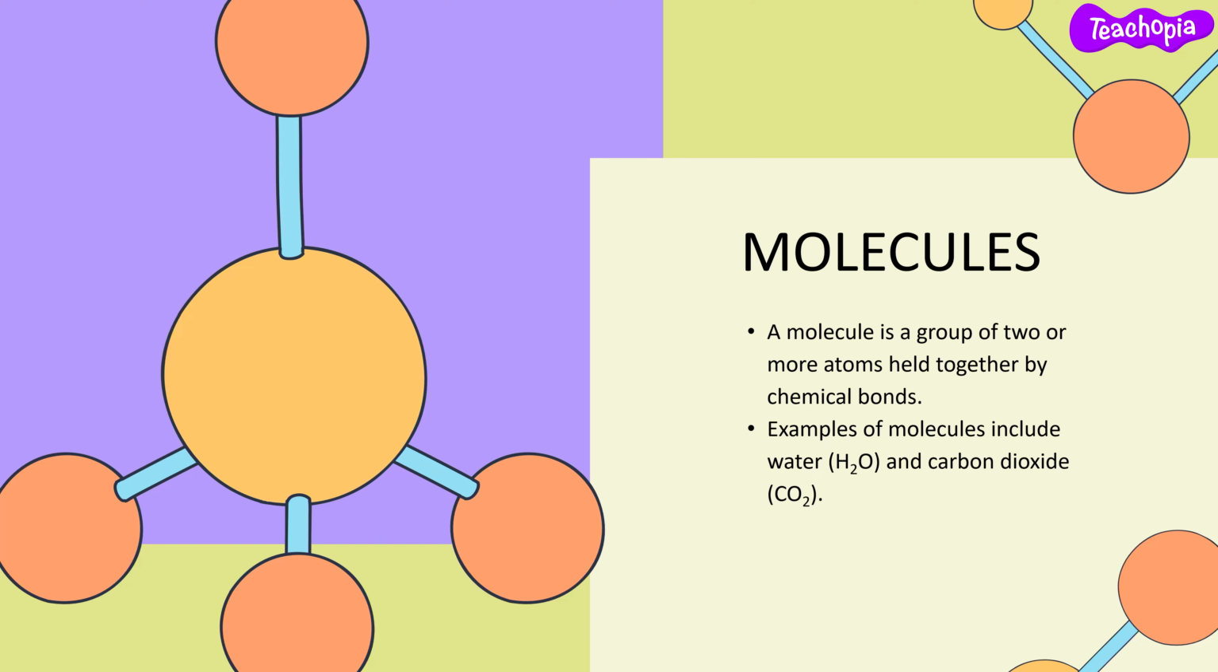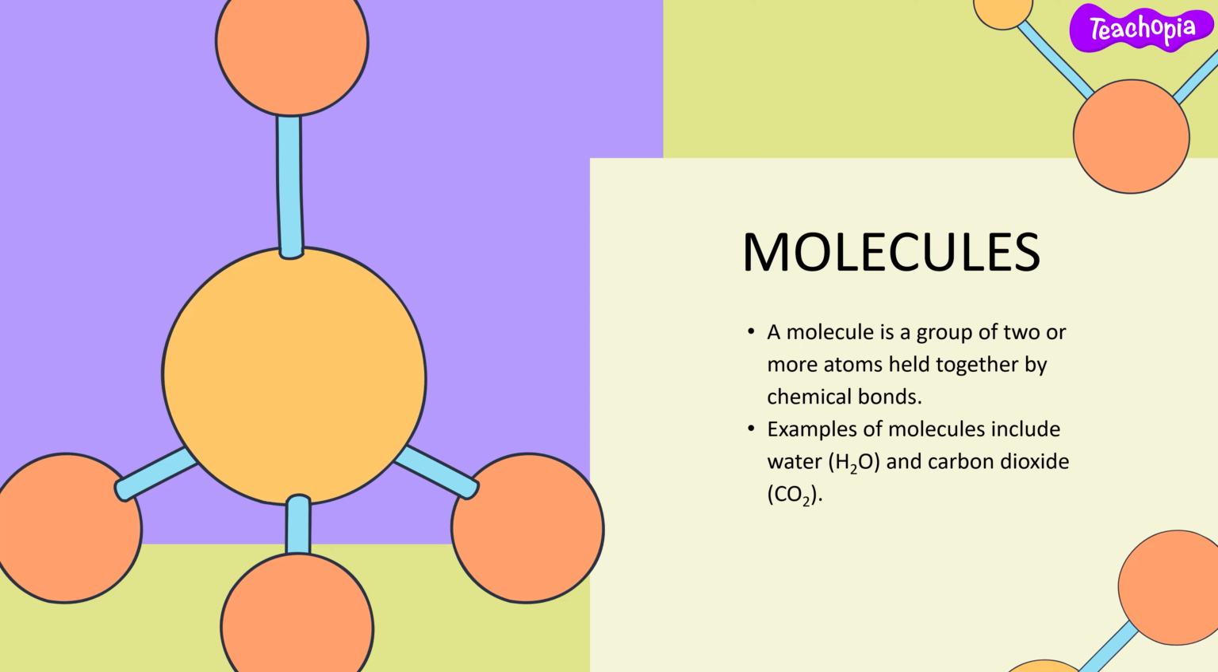What is a molecule? A molecule is a group of two or more atoms held together by chemical bonds. The simplest molecules contain only two atoms and are called diatomic molecules, for example, oxygen. Most molecules are made out of two or more atoms of different elements, like a water molecule. Can you think of any other molecule?